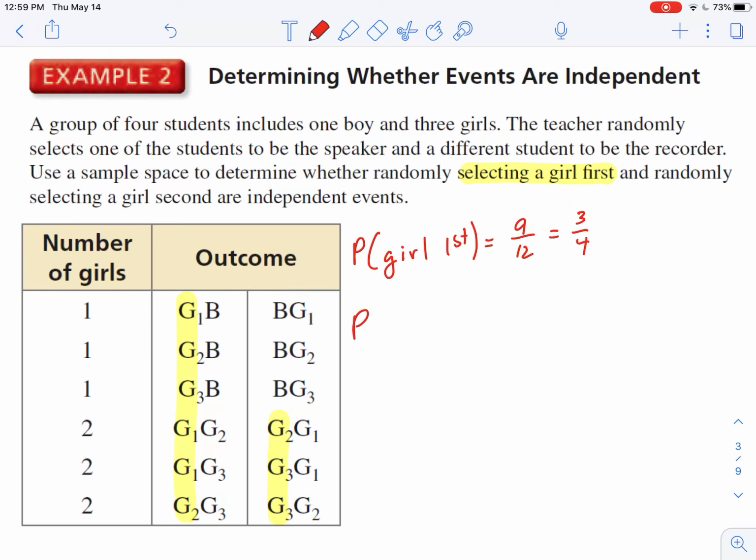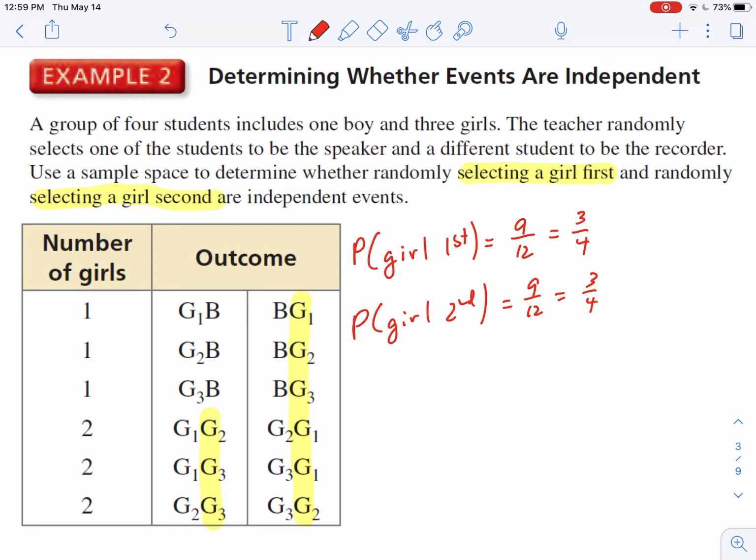Now, what is the probability of selecting a girl second? Let's go through and highlight on our sheet where we have girls chosen in the second position. So all 6 of these and these 3 as well. So a total of 9 out of 12, which is again 3/4.